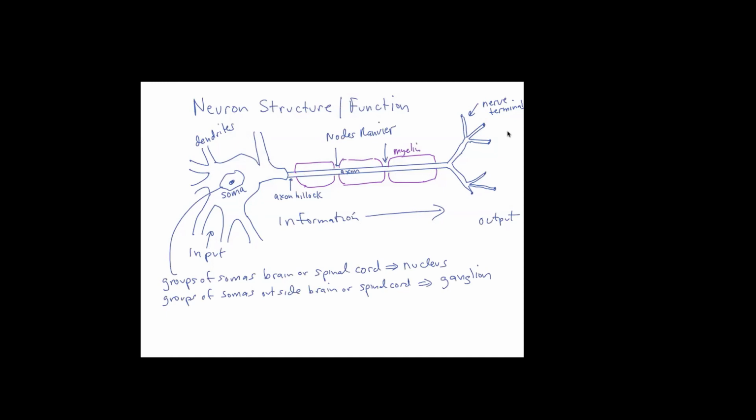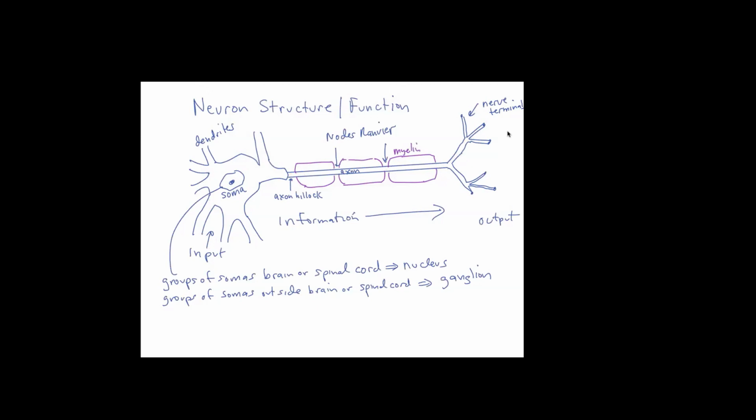Now, this isn't always true. Some structures are not named using this convention. A good example is the basal ganglia. That's a bunch of cell bodies that is deep within the brain. So that doesn't conform to this nomenclature. And so you just have to pay attention to some of those examples.